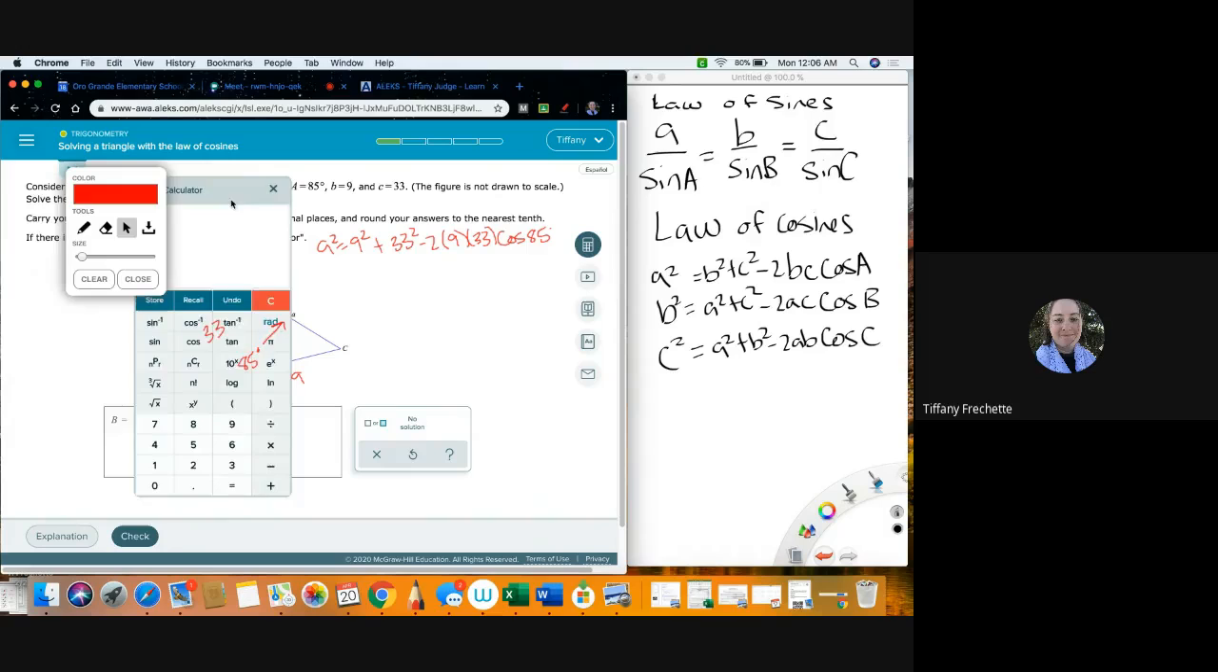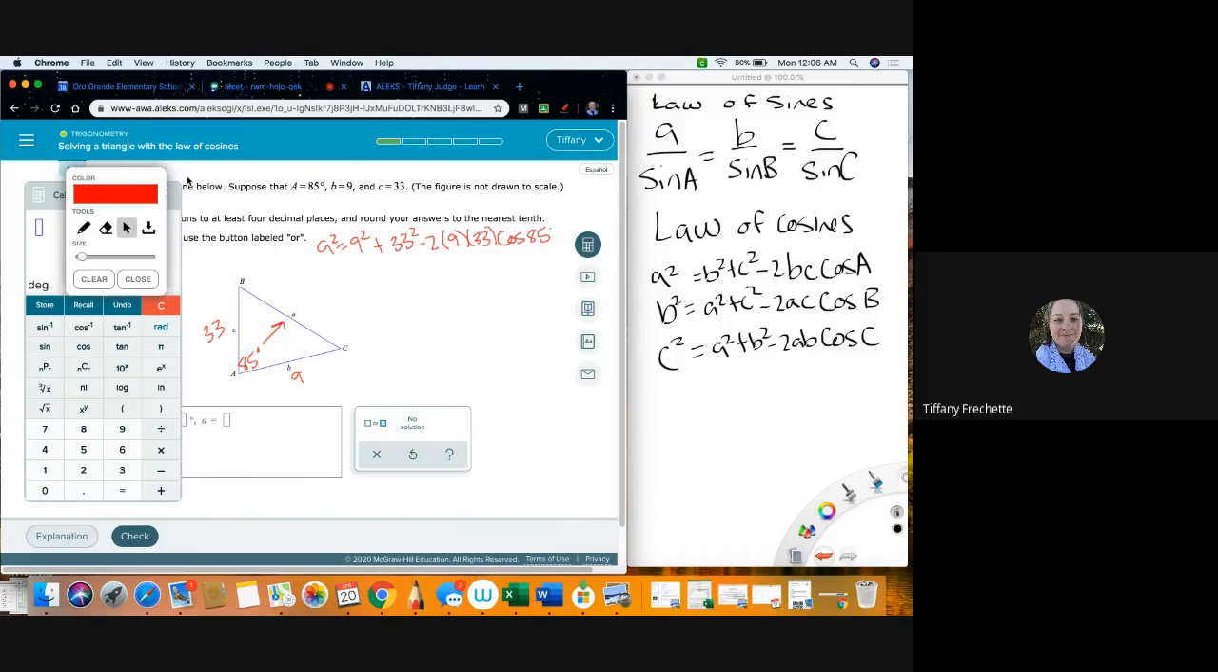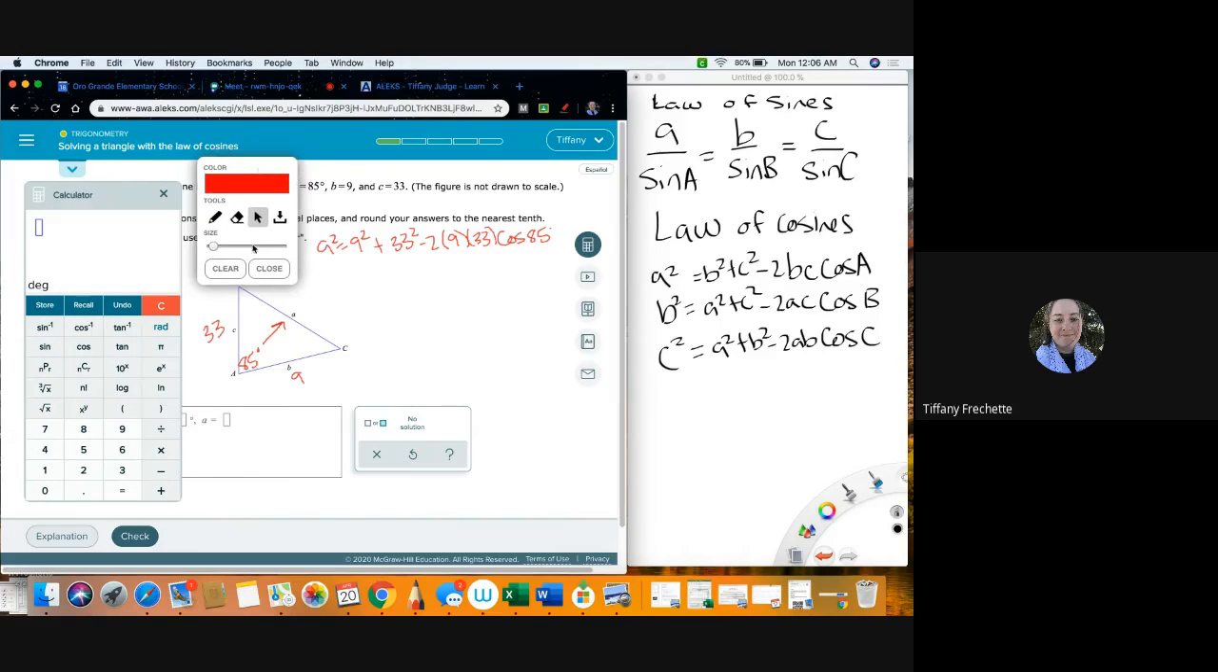So, I know 9 squared, I'm sure most of you know 9 squared is 81, but it's okay to put it in here and then go plus 33 squared, so you can just do it all in one. So you get A squared equals 1,170 minus 2 times 9 times 33. So you get 5,904 times the cosine of 85.